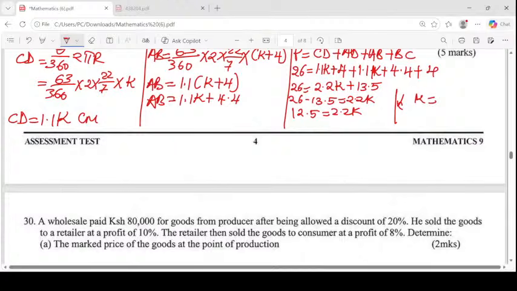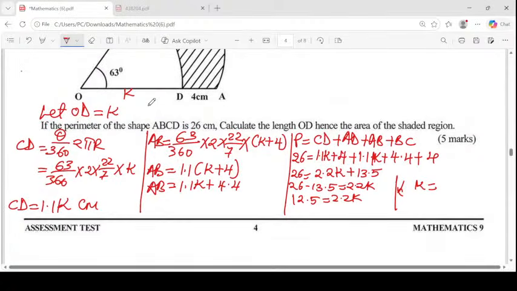Let me reconfirm something here. My additions: 1.1k plus 1.1k became 2.2k. Then 4 plus 4 plus 4.4, that is 8.4 plus 4. Let me check.